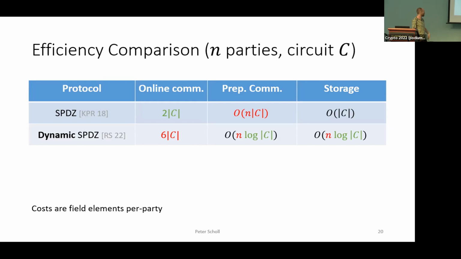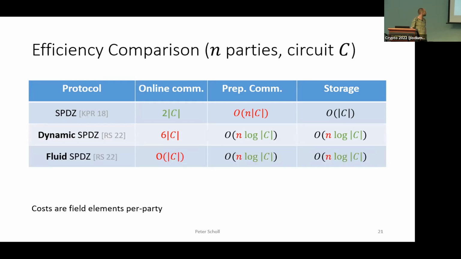The price we pay is this 3 times extra online cost because of the extra work we have to do there. The fluid protocol is a bit less efficient. The constants depend largely on the fluidity which you want to achieve. But it is, at least in the amortized sense, a constant per multiplication gate. And the preprocessing is the same as in dynamic SPDZ because they're identical.